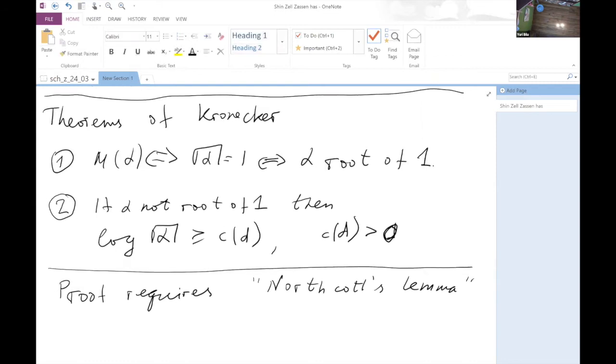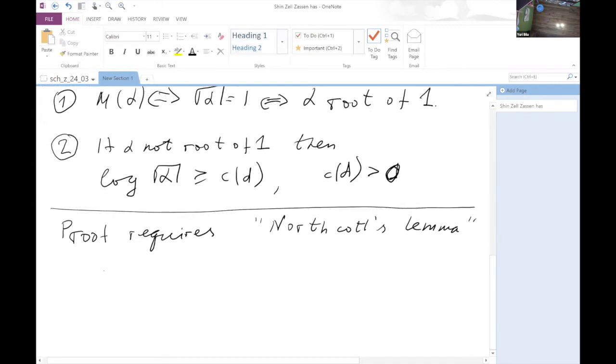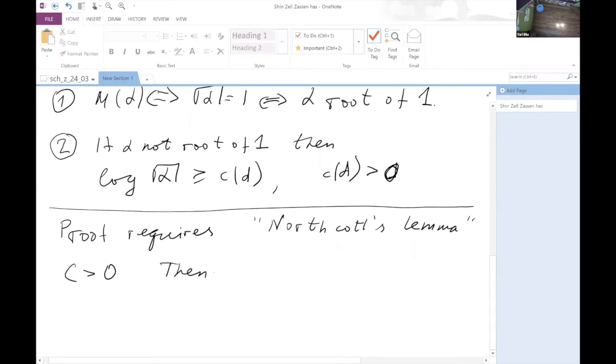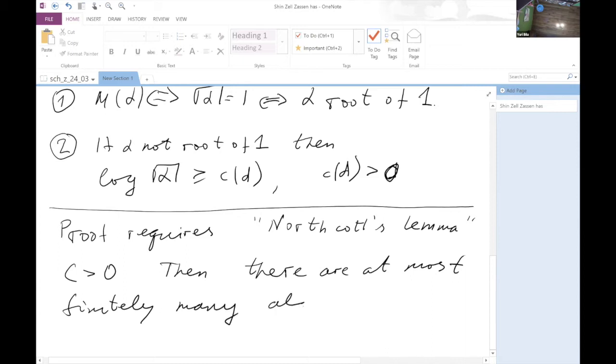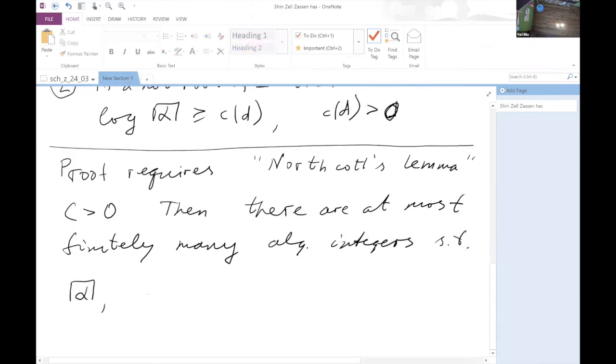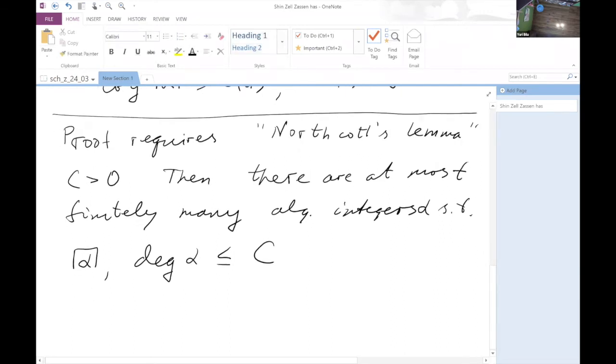And this is the following. If C is some positive number, then there exist at most finitely many algebraic integers alpha such that both house and degree are bounded by C. The proof of the lemma is well known and very simple.